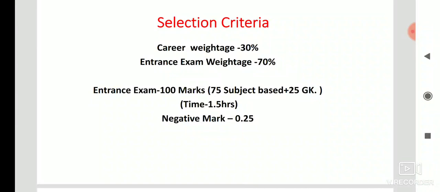2019. This year selection is based on career marking and entrance examination, and here career weightage is 30% and entrance exam weightage is 70%. Career marks will be given on the basis of division or percentage secured by a particular student. If a candidate has first class career, that means first class from 10th to plus 3, 10th plus 2 plus 3, and also has distinction, then he will get 30 out of 30.